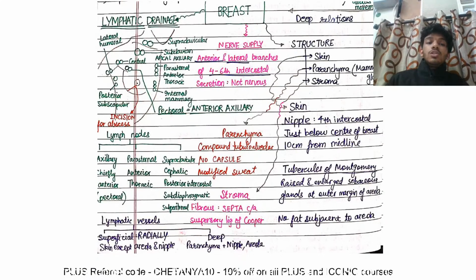So now we are moving to the important part, that is the lymphatic drainage of the breast. We'll follow it up with the lymph nodes, the lymphatic vessels. We'll also talk a little bit about the structure overall and the nerve supply. Let's continue.